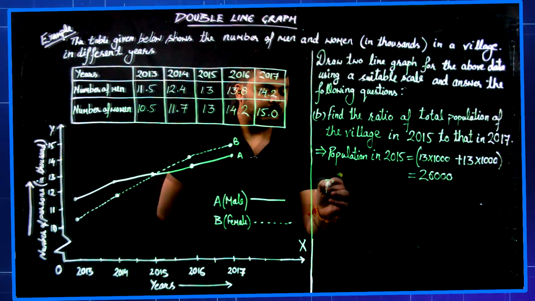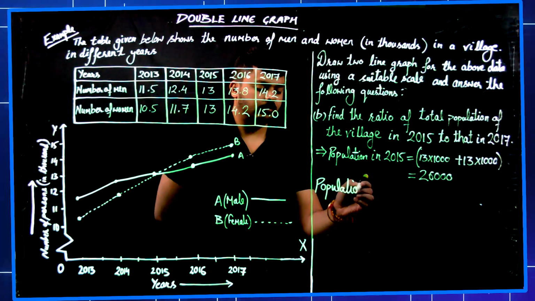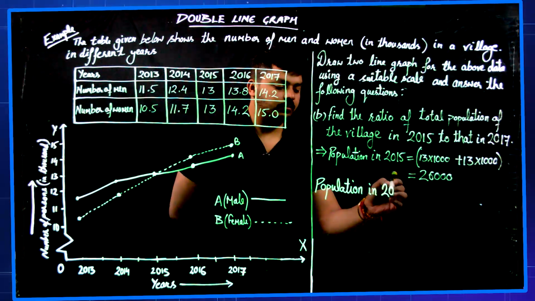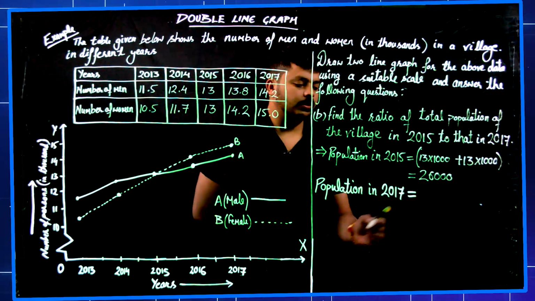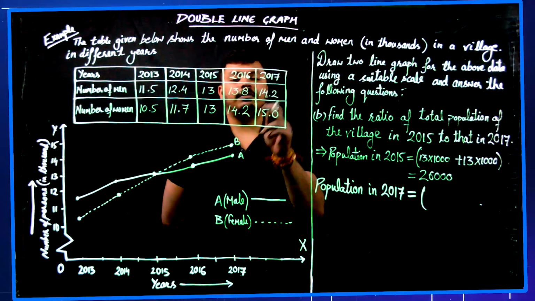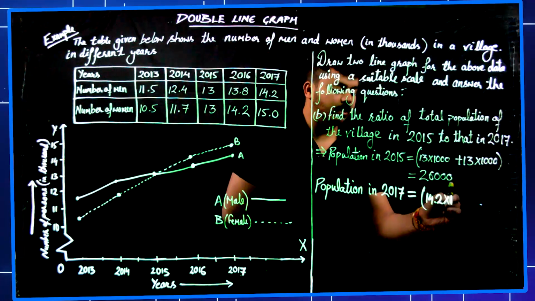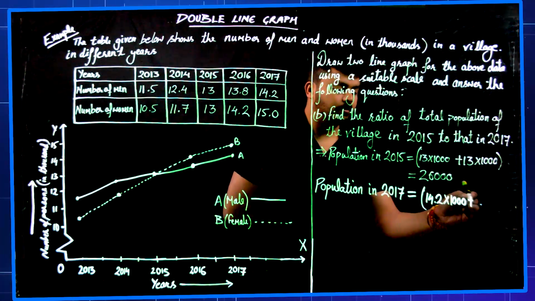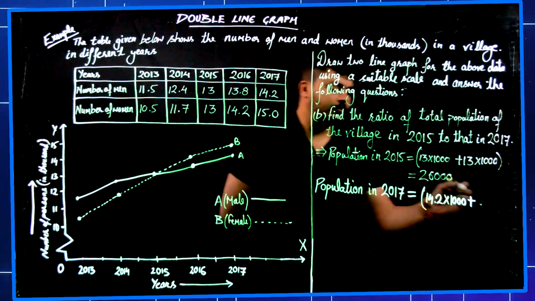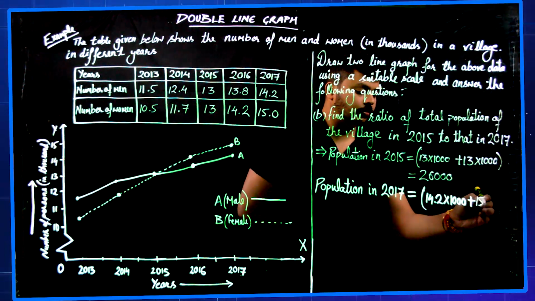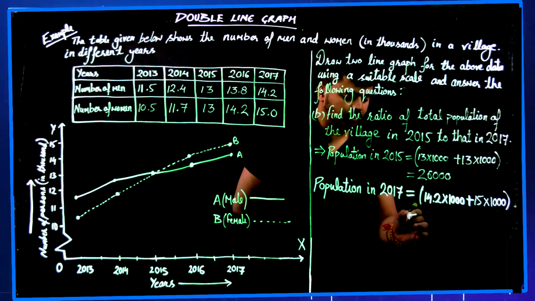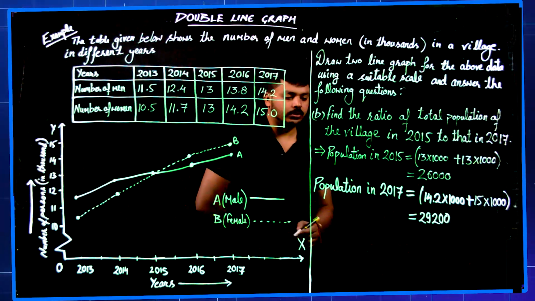Now the population in 2017 equals, in 2017 the number of men was 14.2 multiplied by 1000 plus the number of women was 15 multiplied by 1000. We get the population in 2017 as 29,200. So this is the population in 2017.